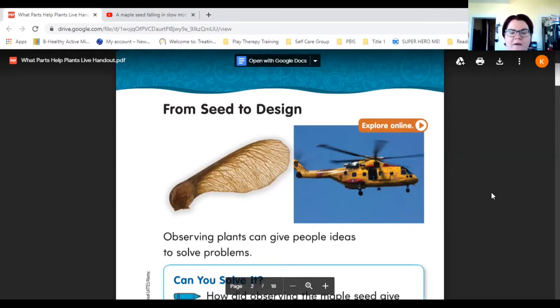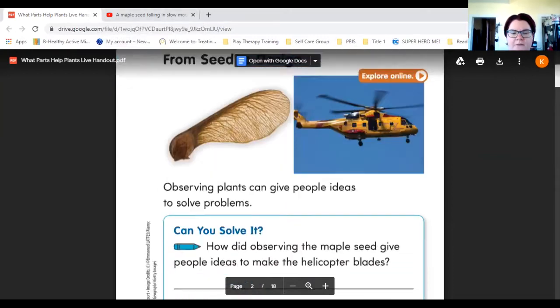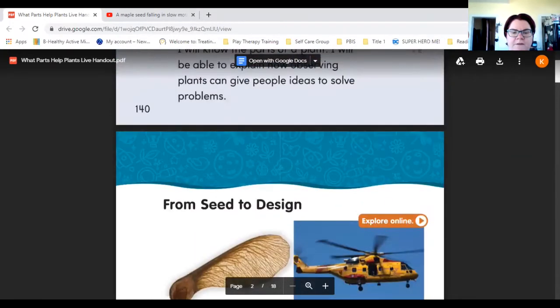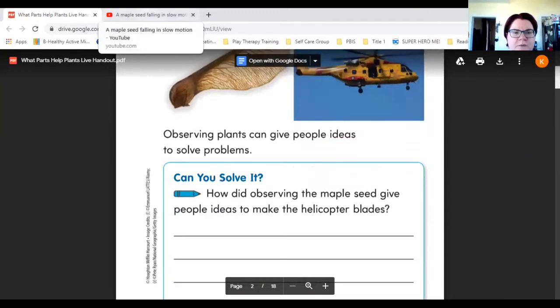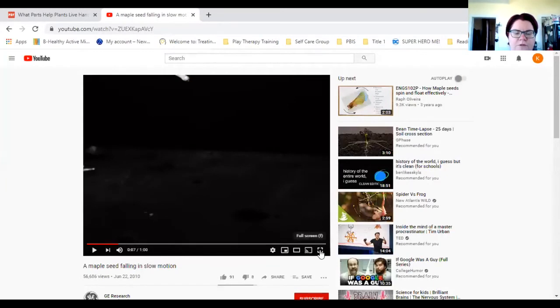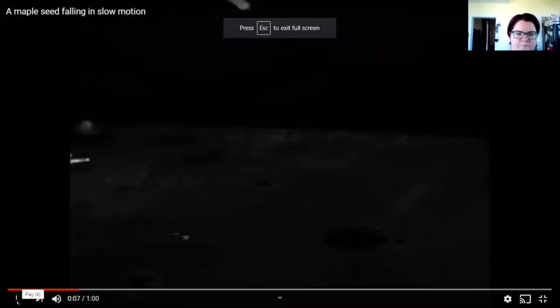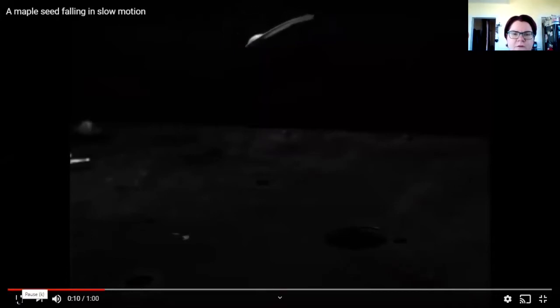So you know what? I have a video of a maple seed falling to the ground. Let's watch it and see if that can give you a clue how looking at the maple seed gave people ideas to make helicopter blades. You ready? Let's watch this video, okay? We're gonna watch the maple seed falling in slow motion. It's coming from the top of the screen. Look how it's moving as it falls down. It's kind of going around and around and around.